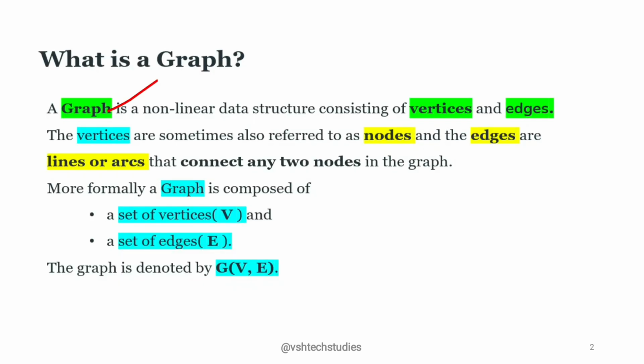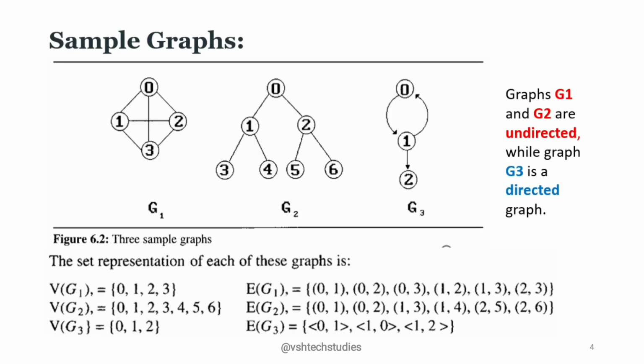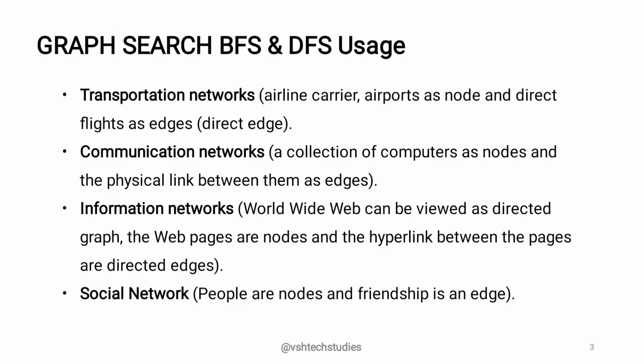To recall what is a graph, it's a non-linear data structure. It has vertices and edges. A graph can be written as G of V and E, means it is a set of vertices and edges. The vertices are also known as nodes and the edges are also called as lines or arcs. They connect any two nodes in the graph. What are some of the sample graphs and their representations, and where BFS and DFS techniques are used, I have covered in my previous video.